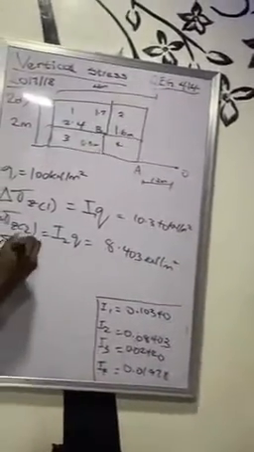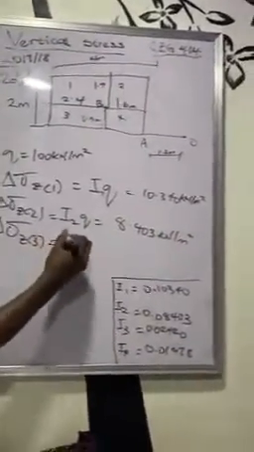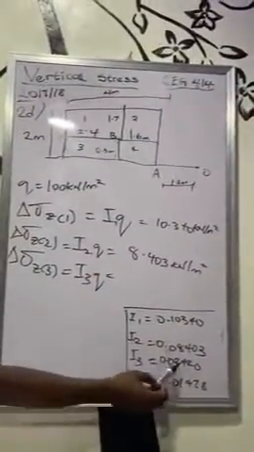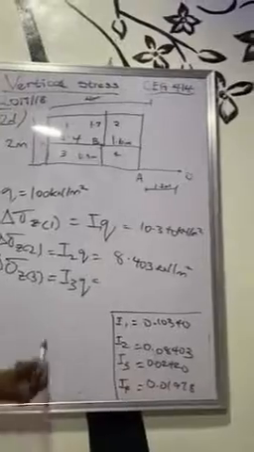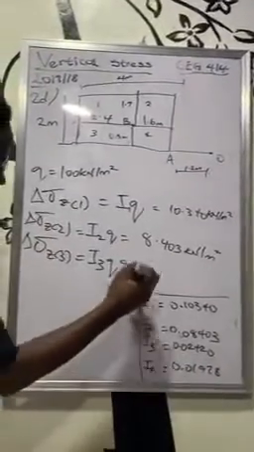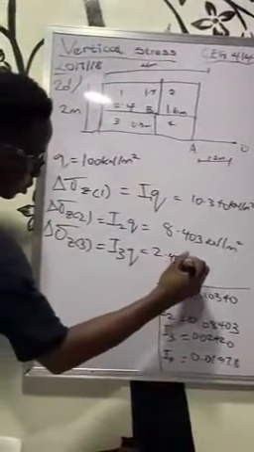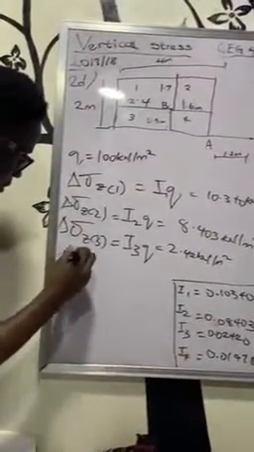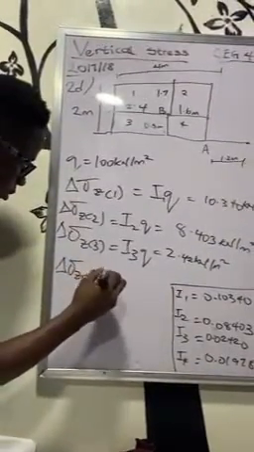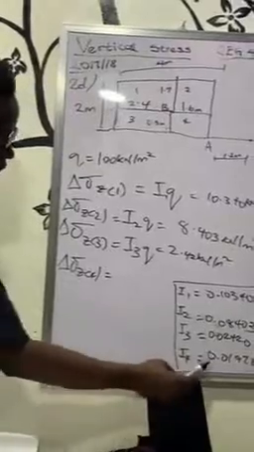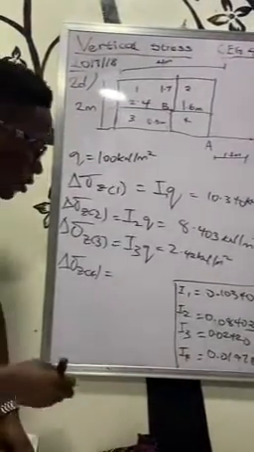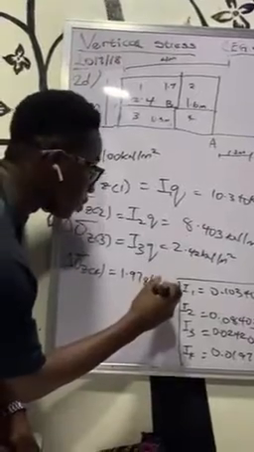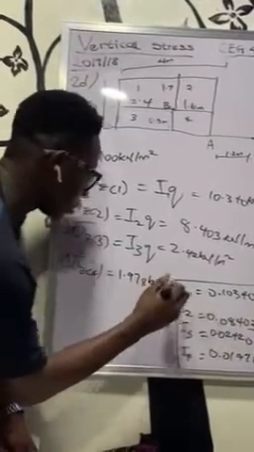For the third one, it's just going to be I3Q. We have our I3 to be 0.0242 times 100, which will be 2.42 kilonewton per meter square. And for the last one, I have 100 times 0.01978, which just gives me 1.978 kilonewton per meter square.